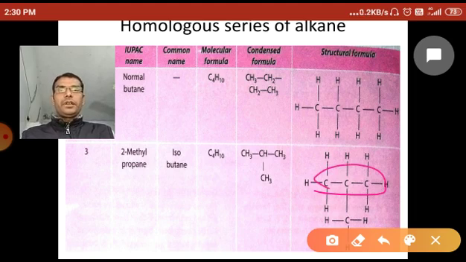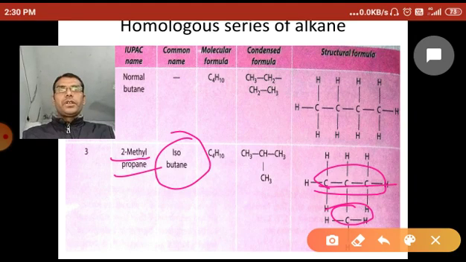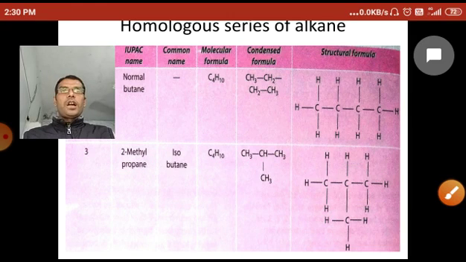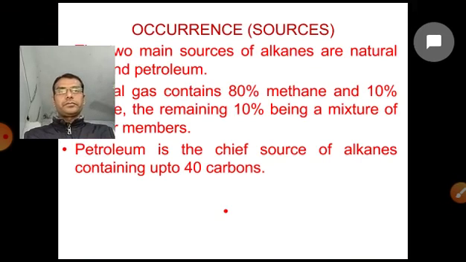It is the branched chain alkane, 2-methyl propane. This one is the 2-methyl, and this one is the 3 carbon propane. It is also called isobutane. The molecular formula is C4H10, and this is the condensed formula and this is the structural formula of 2-methyl propane. So these are all members of the homologous series of alkanes.